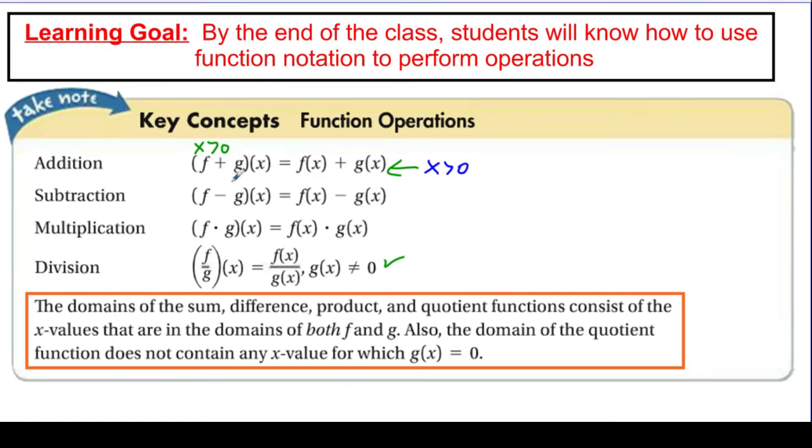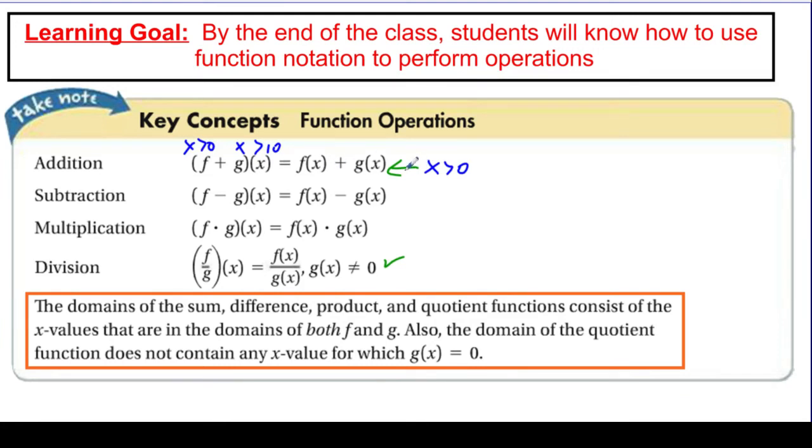If g of x had its own restriction, let's say g of x said x is only less than negative 10. So let's try this again. If I'm saying this one is only x values greater than 0, and this one is only x values greater than 10, for example. This one is saying they have to be greater than 0. This one is saying, wait a second, I can't use 1, 2, 3, 4, 5, 6, 7, 8, 9. It has to start at 10.